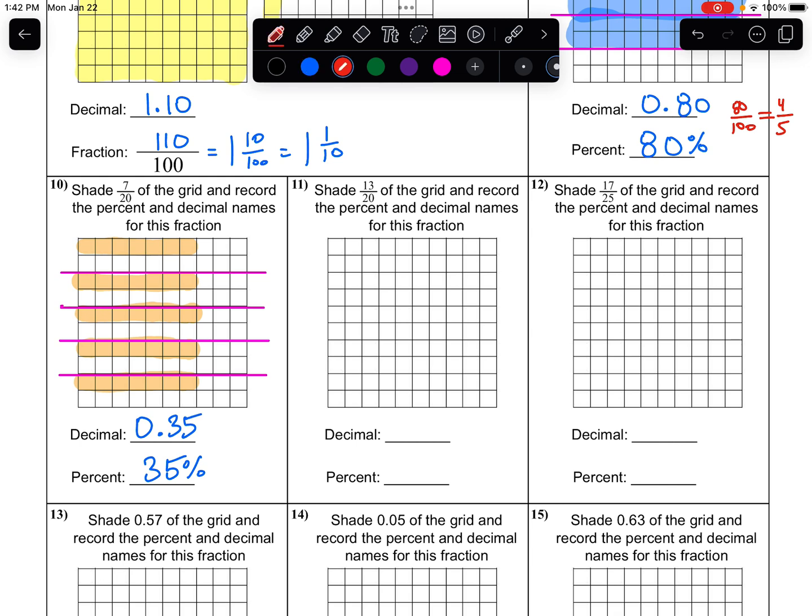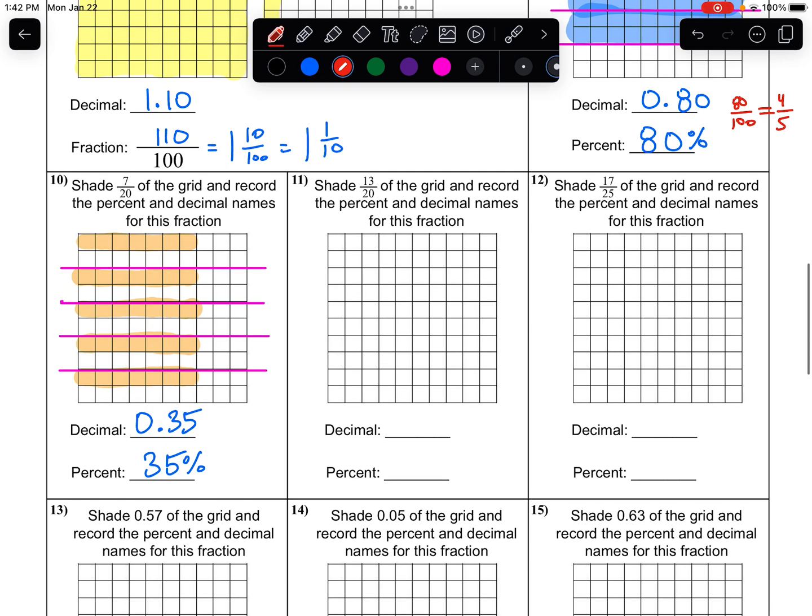And if you are not sure, just think about it: 35 over 100. What can you divide both the top and bottom by? Well, how about 7? Oh, sorry, not 7, 5. 5 goes into 35 7 times, and 5 goes into 100 20 times. And so that's how you get 7/20, turning it into 35%.